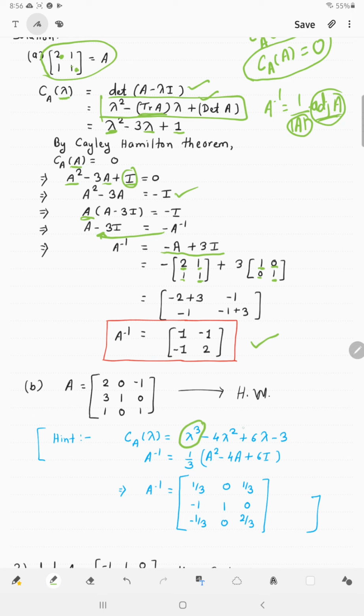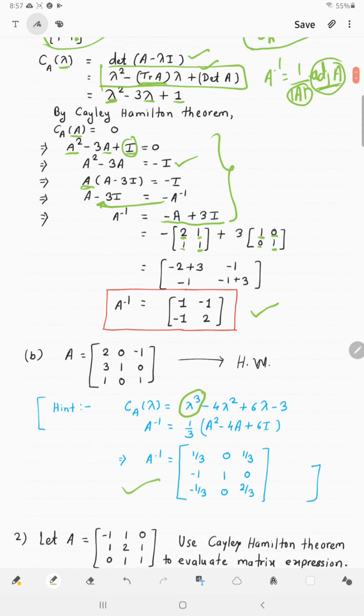After that, if you use Cayley-Hamilton theorem, you will get A cube minus 4A square plus 6A minus 3I equals 0. If you do the same calculation as I did in the first example, you will get A inverse is 1 upon 3 times (A square minus 4A plus 6I). Now here, to find A inverse, I have to find out only A square. So if I have A square, A and I, I can find out A inverse easily.